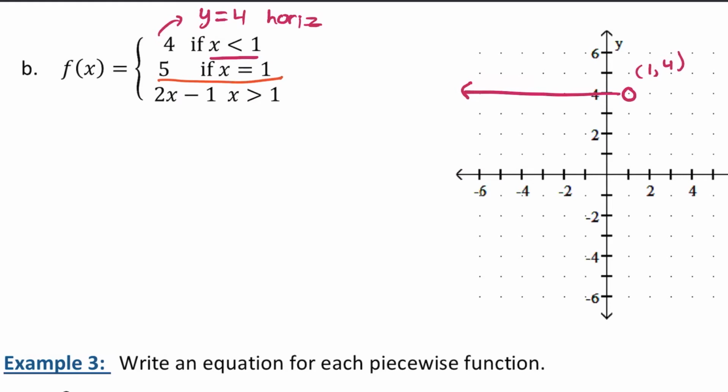Then I have an output of 5 if x equals 1. So just for that single x value, I get an output of 5. That's just a point at 1, 5. And then for my third piece, it's 2x minus 1 for x values greater than 1. So if I use my slope and y-intercept here, I'm not going to draw in the whole thing. I'm going to think about, okay, I need the points with x values greater than 1 and not including 1 itself. So open circle and then points to the right of that.